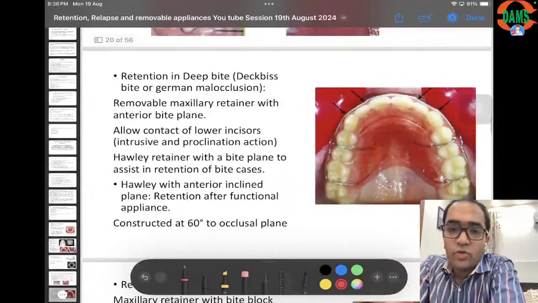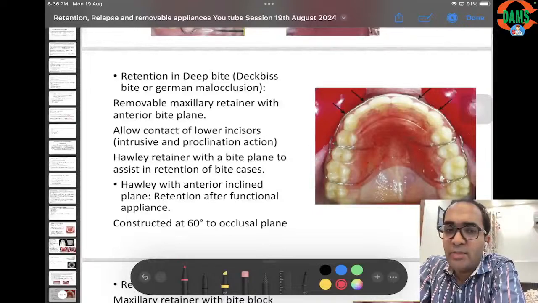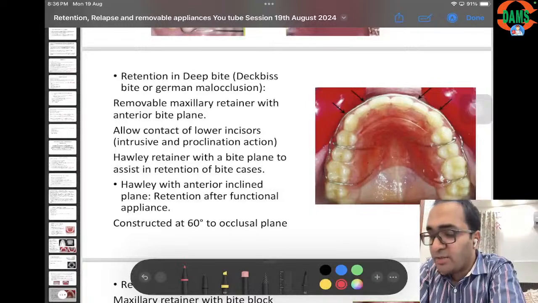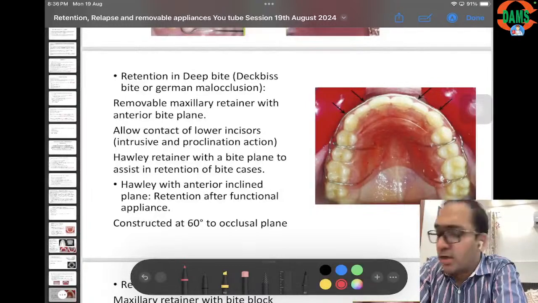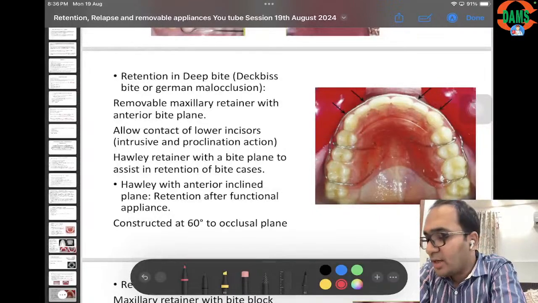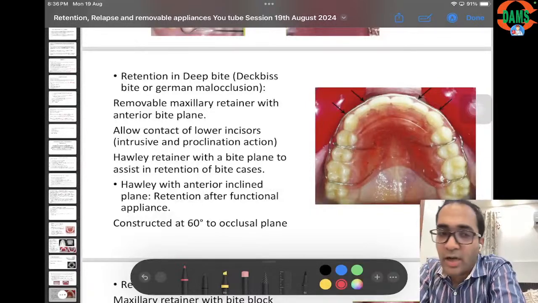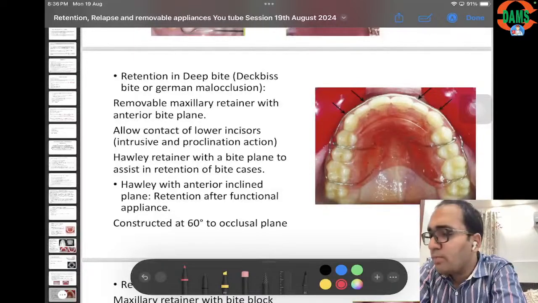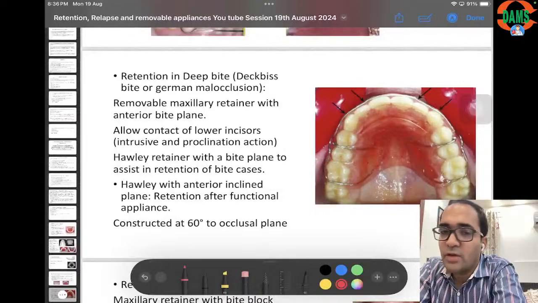So next comes retention in cases of deep bite. Deep bite, as we all know, is also known as Deckbiss or German malocclusion. So what do we give? We give a removable maxillary retainer with an anterior bite plane. So how does it help? The anterior bite plane allows the contact of the lower incisors, and there is an interocclusal space in the molar and the premolar region. So what will happen? The premolars and the molars will erupt, helping in correction and retention of the deep bite.